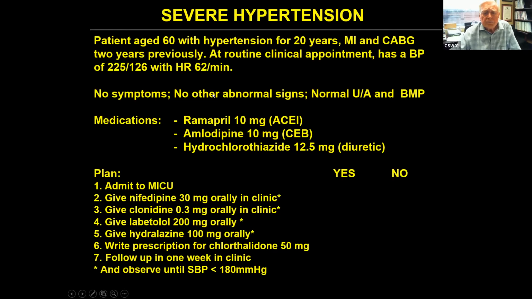So he has no symptoms, no other abnormal signs. The urinalysis and the basic metabolic profile were unhelpful. He's known to have hypertension and is treated with a reasonable dose of an ACE inhibitor, ramipril, a calcium channel blocker, amlodipine, and a thiazide diuretic, hydrochlorothiazide. So here are 7 potential things that you could do, and we'll go through them and come back and answer these questions when we've seen a bit more data.